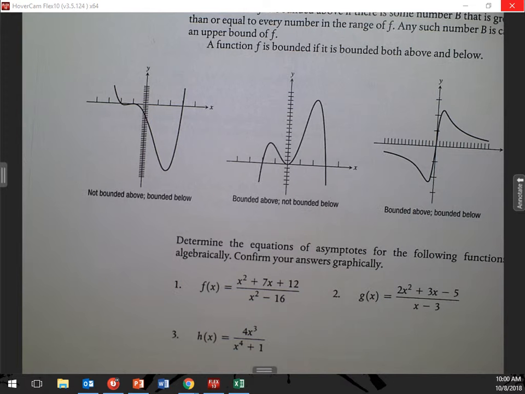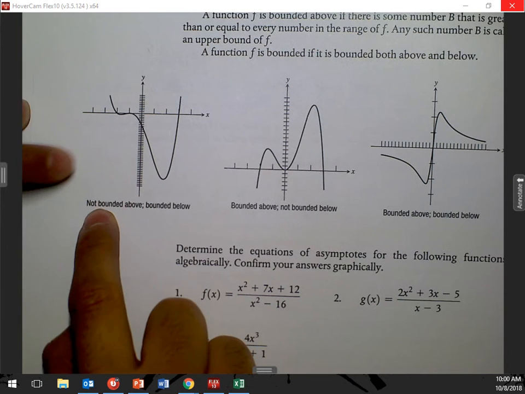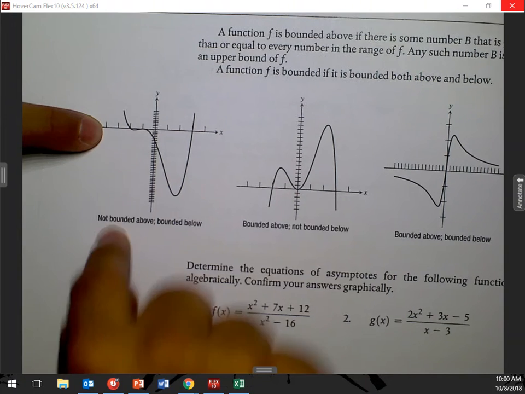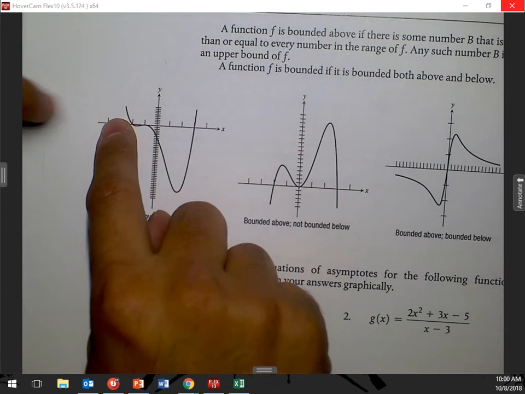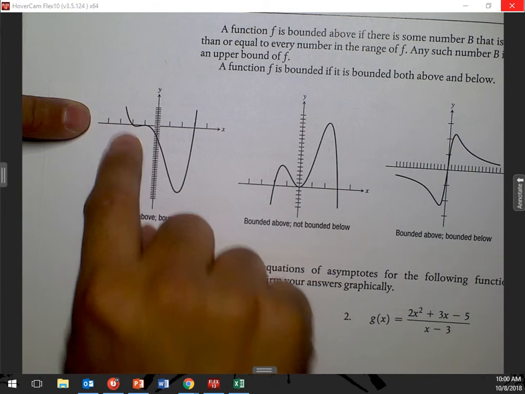That's a big fact. Now, this one right here, the end behavior, so going to negative infinity, the end behavior, it goes up to positive infinity, right?